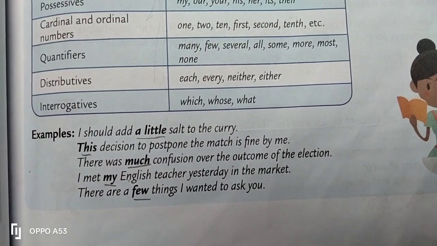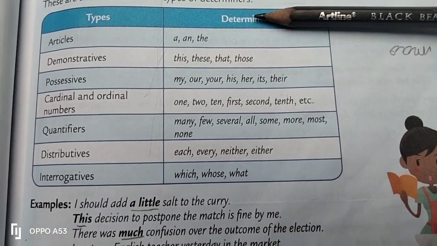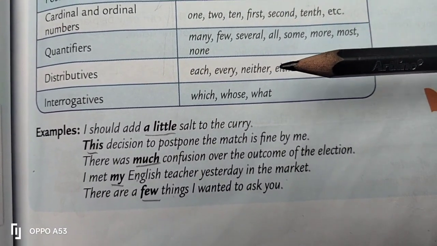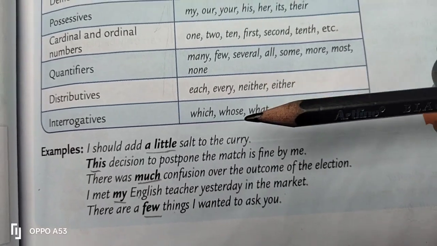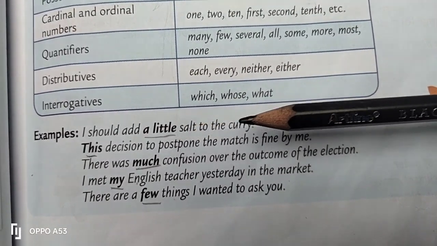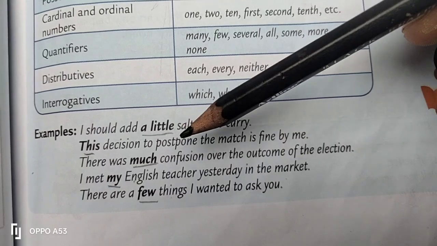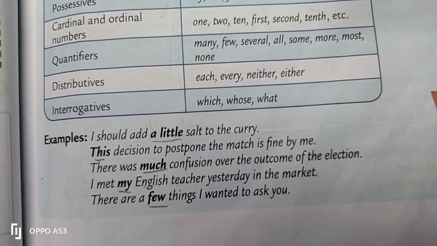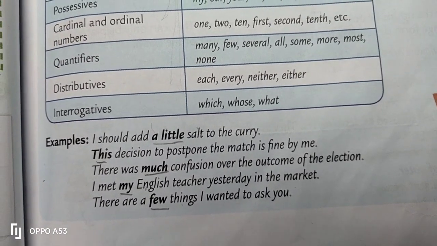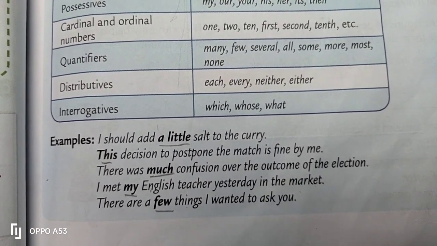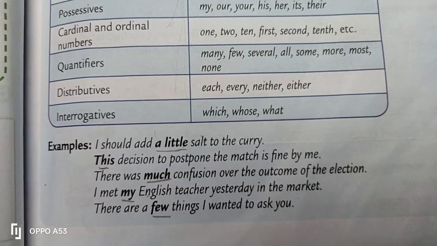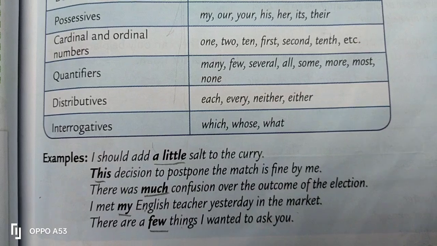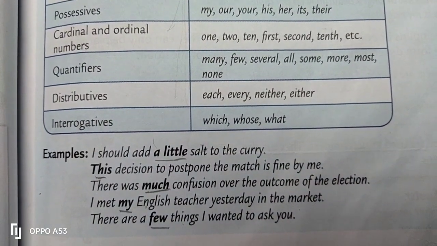To illustrate more about what you are going through in this particular table, you have some examples here. Look at the example here. I should add a little salt to the curry. Here you see a little salt. Salt is actually the noun here, and a little is actually referring to the determiner. How much salt you want to add to the curry? So here the question is how much is added here? A little.